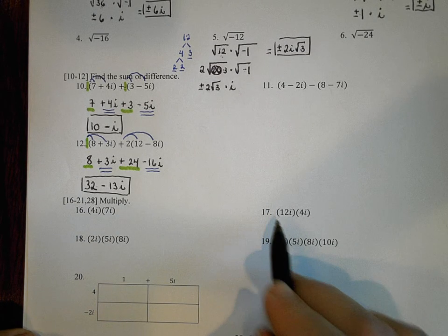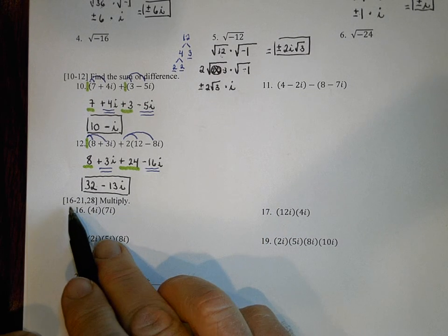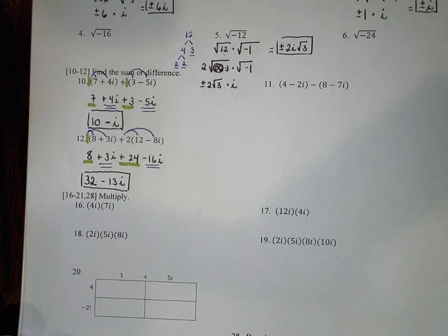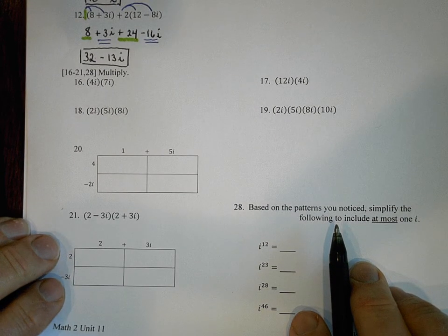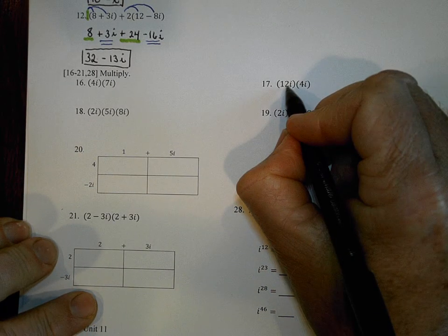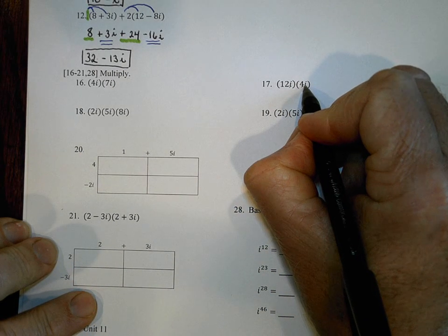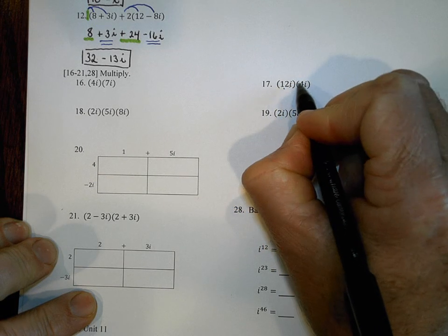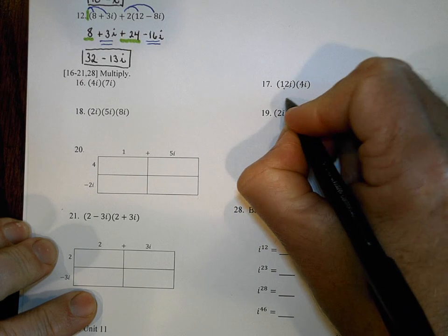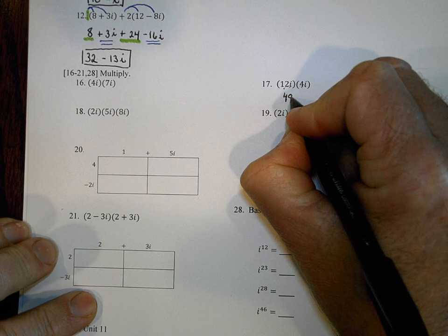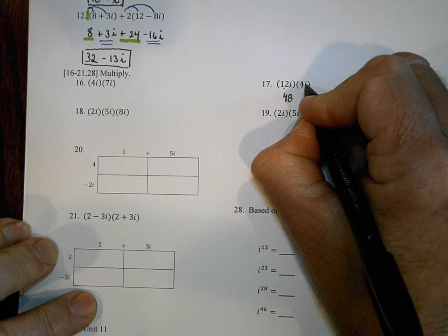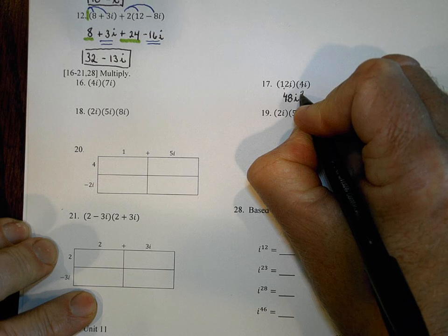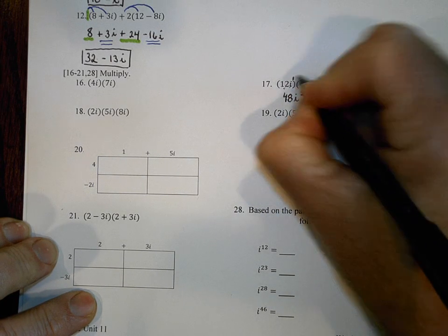Okay, moving on to number 17. Now you notice in number 16 through 21 and 28, we're now going to be multiplying. Okay, so in number 17, we're going to take 12i and we're going to multiply it by 4i. So the first thing we do is multiply the coefficients, the numbers together. 12 times 4 gives me 48. And then I multiply the i's together. So i times i gives me i to the second power. Remember, each of these i's has an exponent of 1.